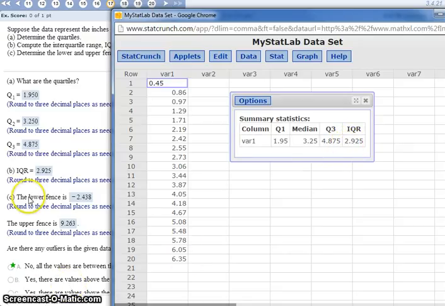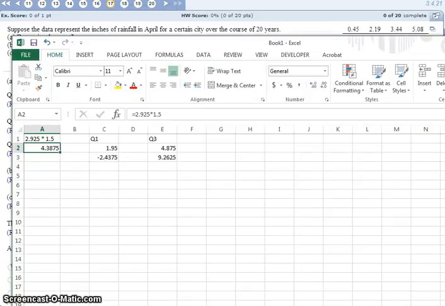2.925, and we're going to use that to find the lower and upper fence. And I've done the computations here in Excel, but you can just use a calculator if you want. You take that interquartile range and multiply it by 1.5, and you get this value here, 4.3875. And we're going to use that to find the lower and upper fence.